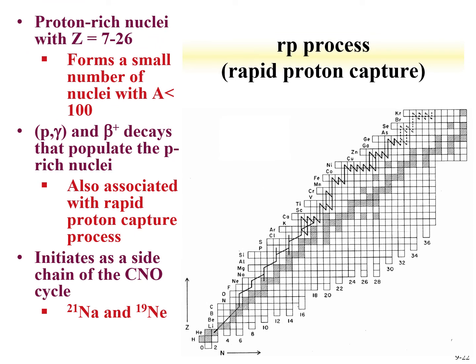A final process that occurs to complete the formation of the proton-rich nuclei is something called the RP process, and this is for rapid proton capture. This occurs with relatively light elements from Z of 7 to 26. You get proton gamma reactions and subsequent positron decay that populate these proton-rich nuclei. This is initiated as a side chain of the CNO cycle, for instance with sodium and neon isotopes.